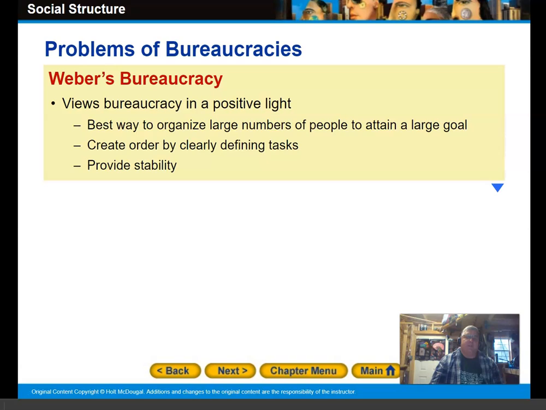Weber views bureaucracy in a positive light. It is the best way to organize large numbers of people to attain a large goal. They create order by clearly defining tasks, and they provide stability.